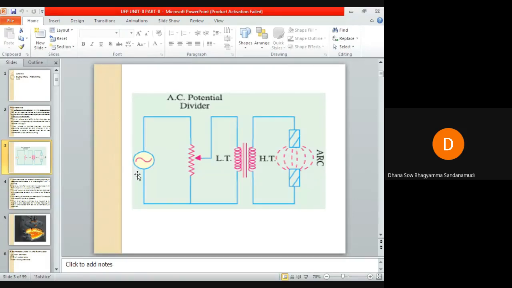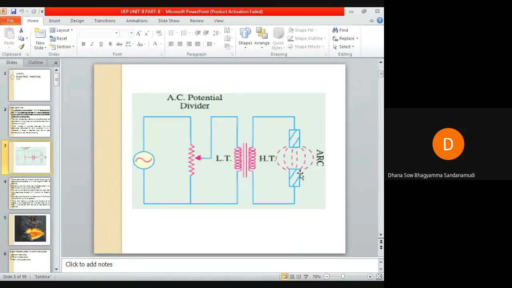When voltage is applied between these two electrodes, which are separated by a small distance, at a certain stage the air gets ionized and will act as a conducting material. Air will start to conduct.